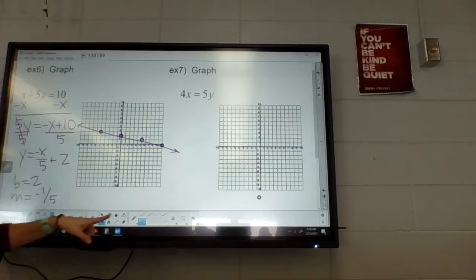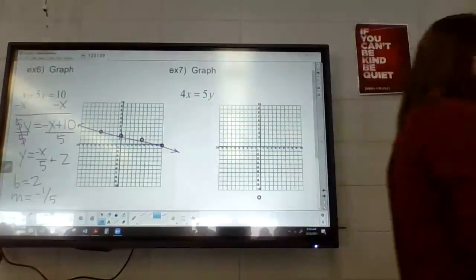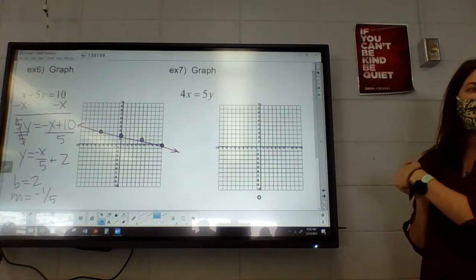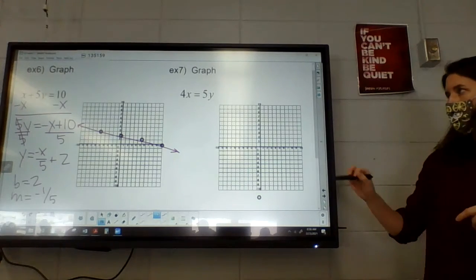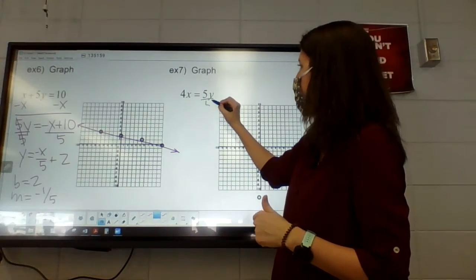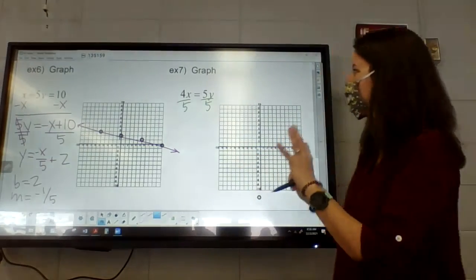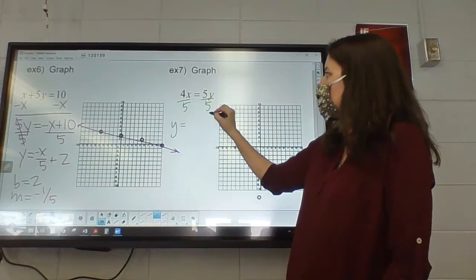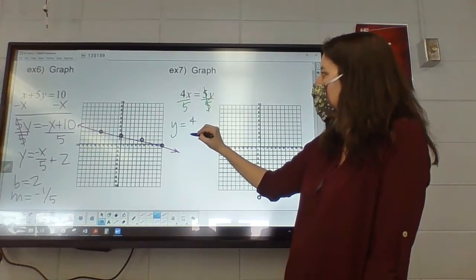And then finally number 7, last one here. And then I'll get you guys your graph paper and you'll have time for homework. What do we need to do to get y alone? Divide by 5. Again, I don't really like it when the y is on the right side, so I'm just going to flip it. This is going to go away, so I have 4/5 x.